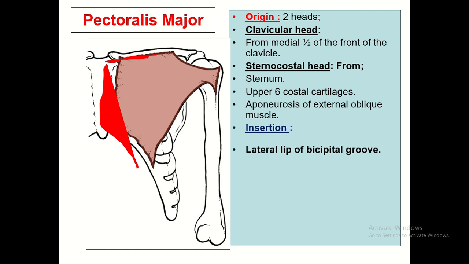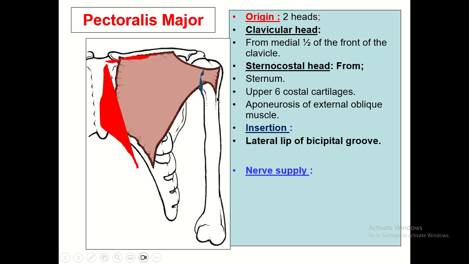What about insertion? Remember you have a bicipital groove right here. Your bicipital groove is made by two lips and a floor, and the pec major attaches to the lateral lip of the bicipital groove. So this is the point of insertion. This is your lateral lip of the bicipital groove.